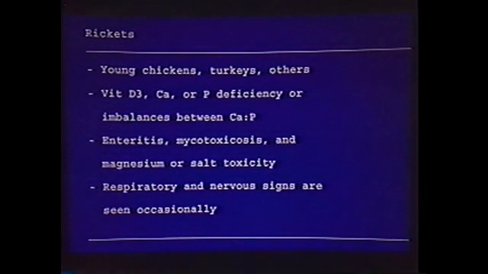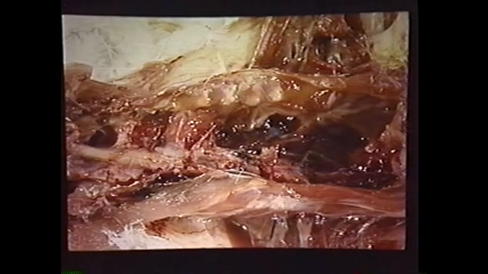Sometimes birds with rickets may show respiratory or nervous manifestations, and you can understand that looking at that thorax, how crowded it is. So it's going to interfere with proper respiration, exchange of air. Nervous manifestations perhaps occur because these soft bones compress the central nervous system, the brain, the spinal cord, causing some nervous manifestations. It should not be confused that way, however.